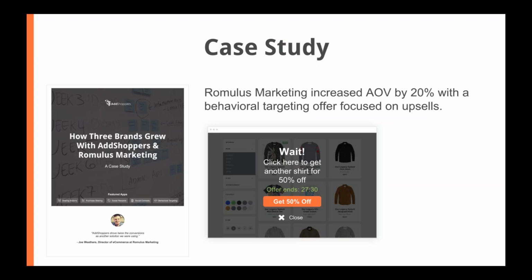So again, another case study we'll drop in here about how to boost your average order value and your conversion rates. We'll post that over on the right. And these slides are also going to go out after the presentation.